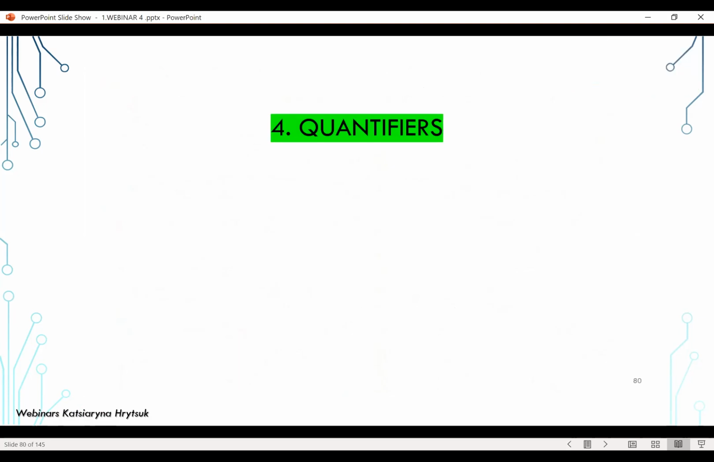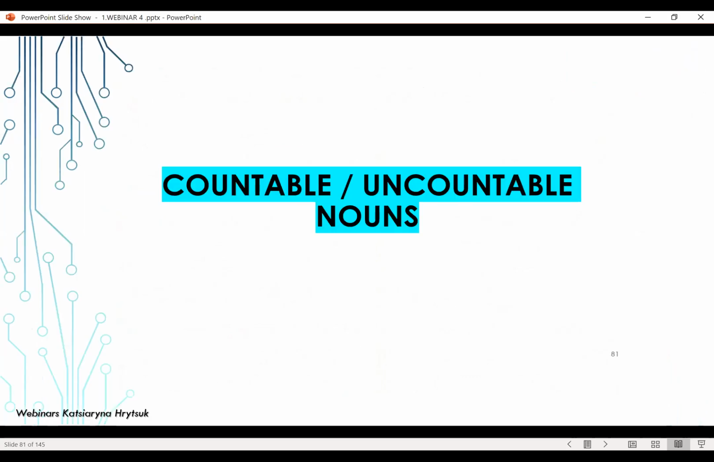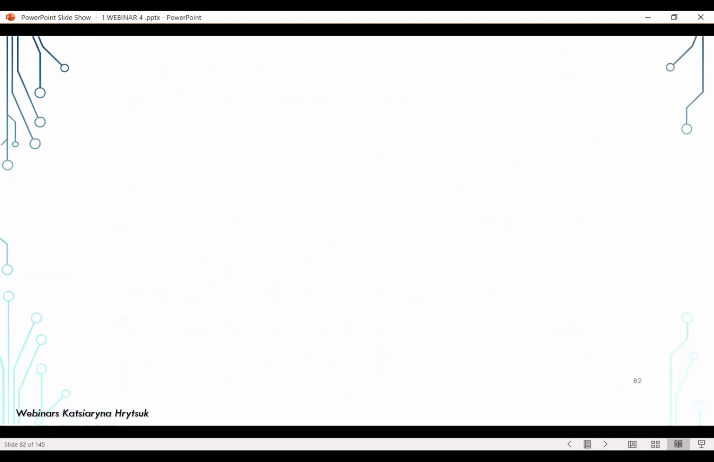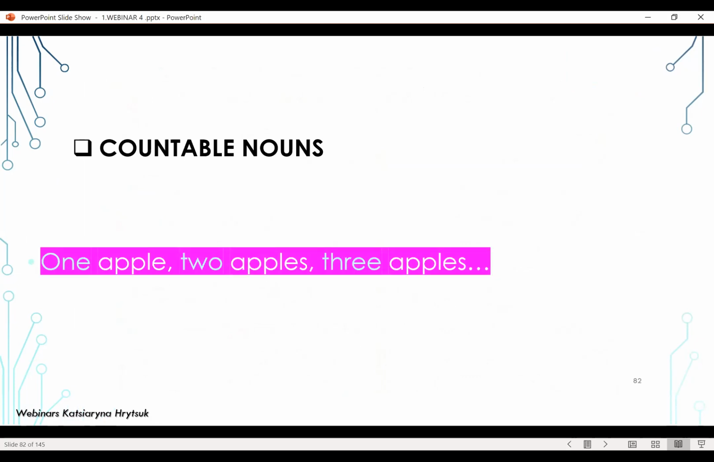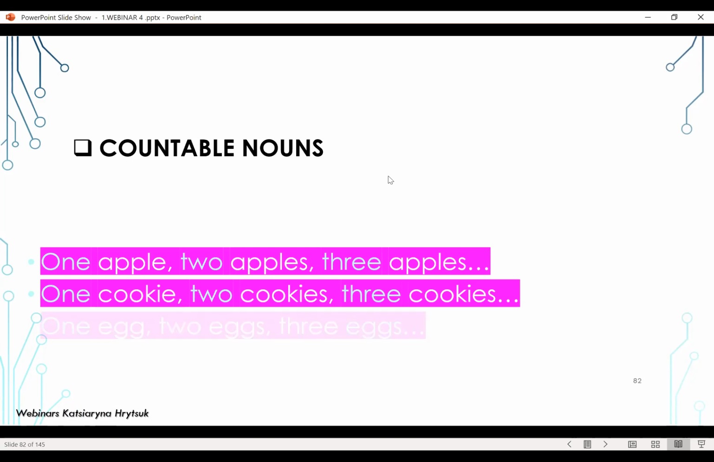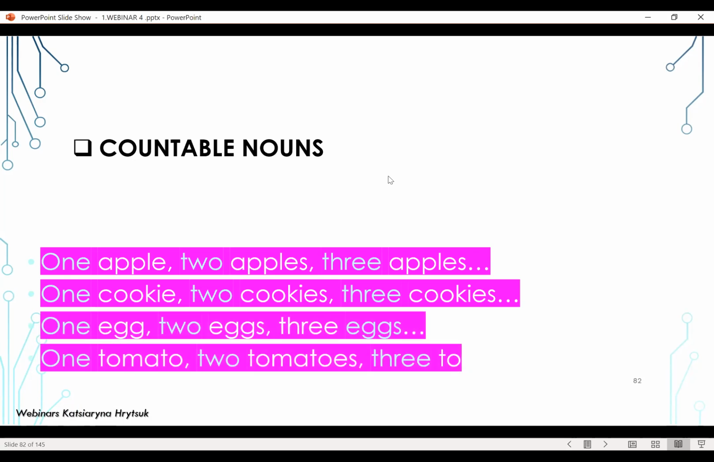Quantifiers. So the fourth group here: quantifiers, countable and uncountable nouns. I tried to group them and chose the most popular ones, which you need to know. So let's go. Countable nouns. When we talk about countable nouns, we can count them, from the verb count. One apple, two apples, three apples. Okay, one cookie, two cookies, three cookies. One egg, two eggs, three eggs. One tomato, two tomatoes, three tomatoes, and so on. So you can count them.